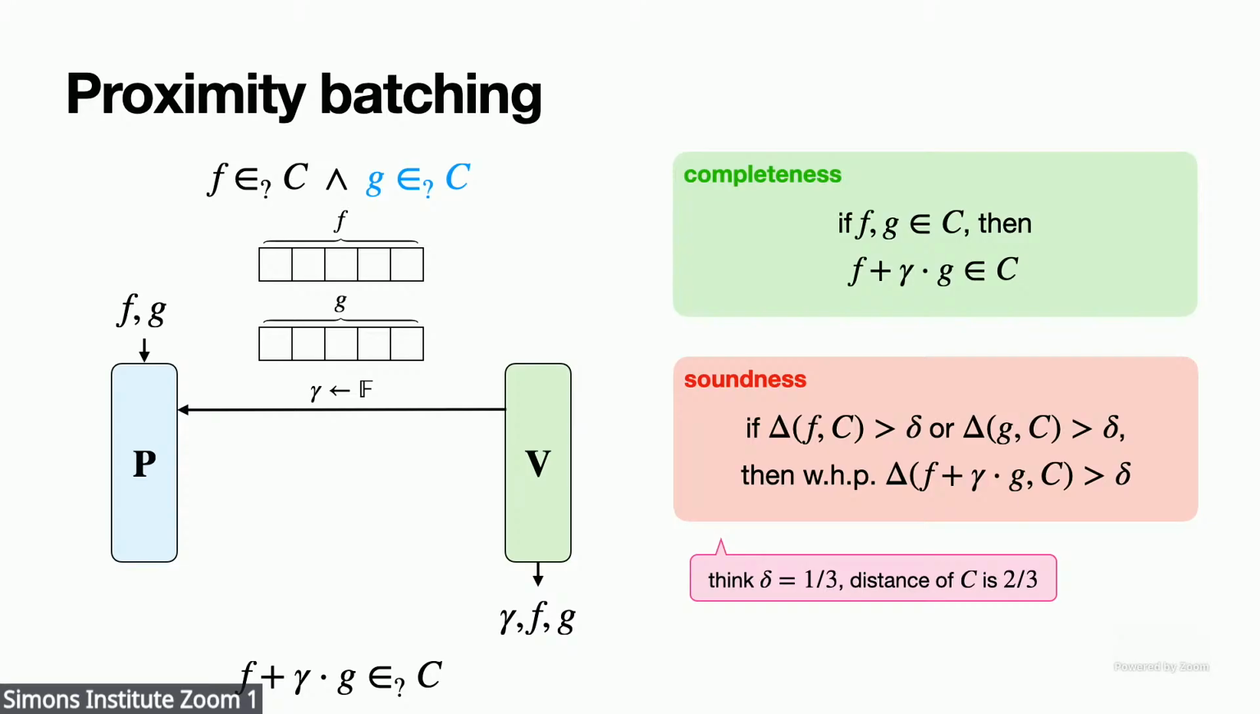For a folding scheme, you really want this output claim to look exactly like the input claim. You might also want the verifier to, instead of outputting f and g, actually compute f plus gamma times g itself. But clearly this is not efficient, because we can't expect the verifier to go through all of the elements of f and g together. So we need a new solution.